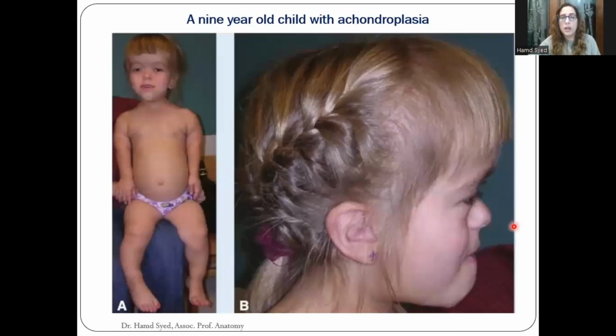So here is a 9-year-old child with achondroplasia, and you can see over here that there are short extremities and short fingers, and a protruding abdomen. And if you look at the head, the shape is larger than a typical normal head would be. And you can see the frontal bossing, that is the prominence of the forehead.